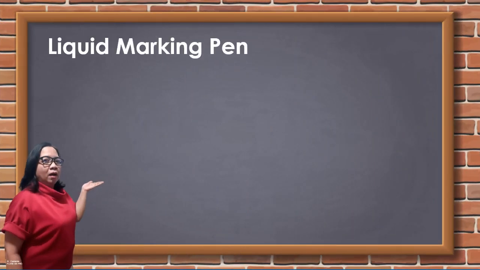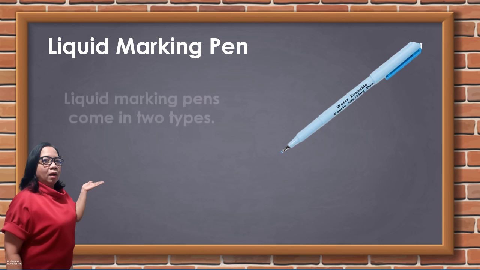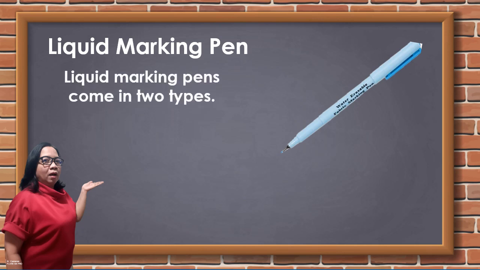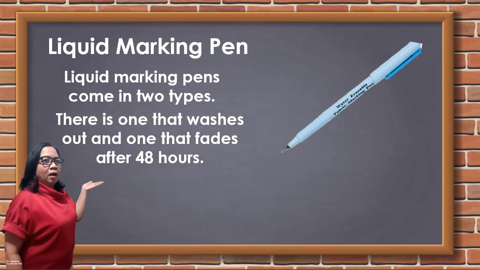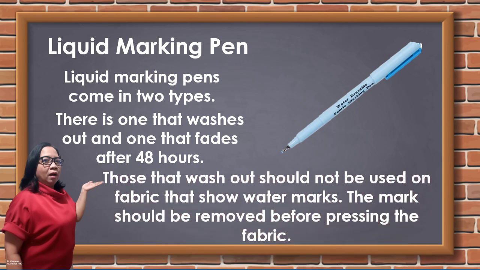Are you familiar with a liquid marking pen? This is a liquid marking pen. Liquid marking pens come in two types. There is one that washes out and one that just fades after 48 hours. Those that wash out should not be used on fabric that shows watermarks. The marks should be removed before pressing the fabric.